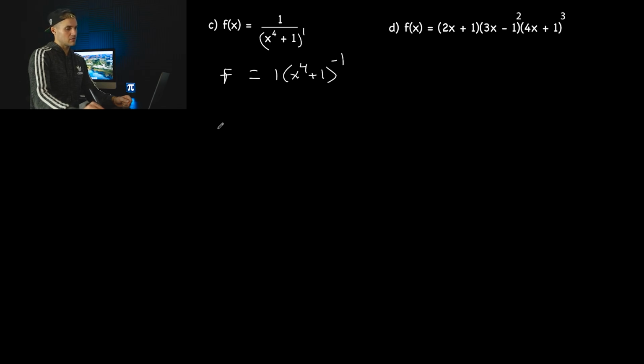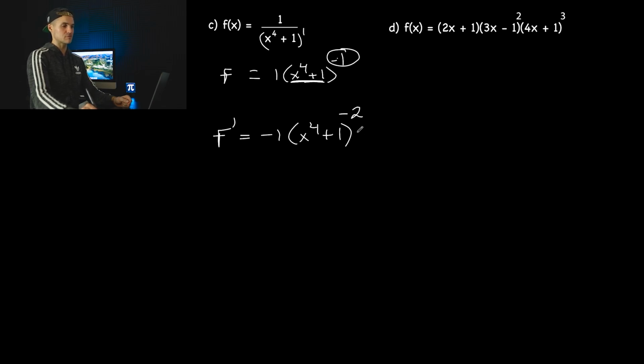And then from here, let's do the chain rule. So we would bring this negative 1 down. There's an inner function, and then this power negative 1 is the outer function. Bring the negative 1 down, so negative 1 times 1 is negative 1. Keep the inner function the same. Subtract 1 from the exponent, that would be negative 2, and then we have to multiply by the derivative of the inner function. What's the derivative of x to the 4 plus 1?